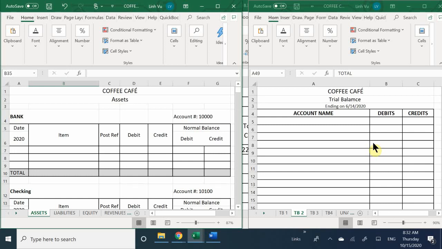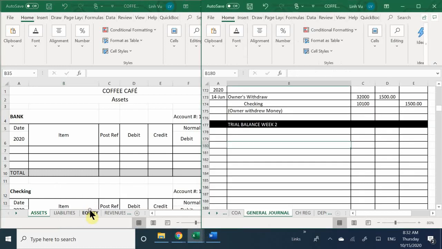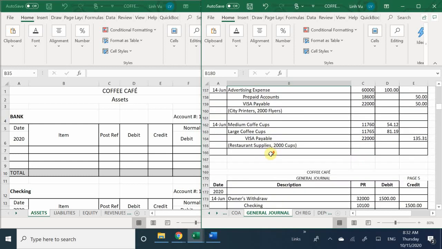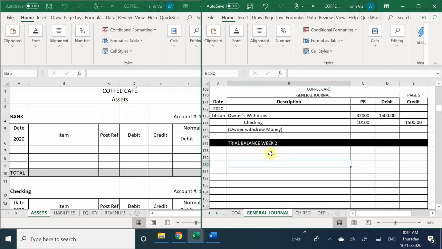Okay, welcome back, everybody. Yesterday we didn't have enough time to complete this trial balance for week 2. If you remember, we completed the scenario all the way down to June 14th. So now we're going to complete our trial balance, because that is what I require of you, so you don't have to go back and fix any mistakes that have already happened. If we find that the trial balance comes out equal, then we are good.